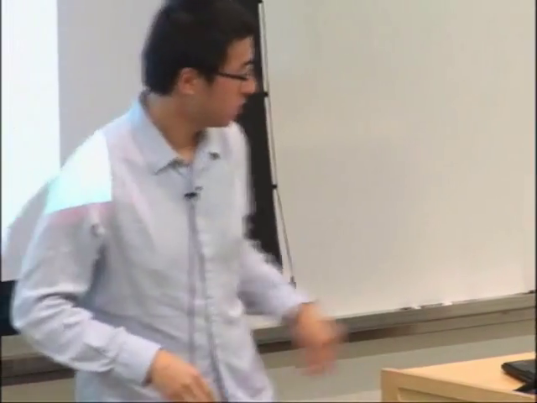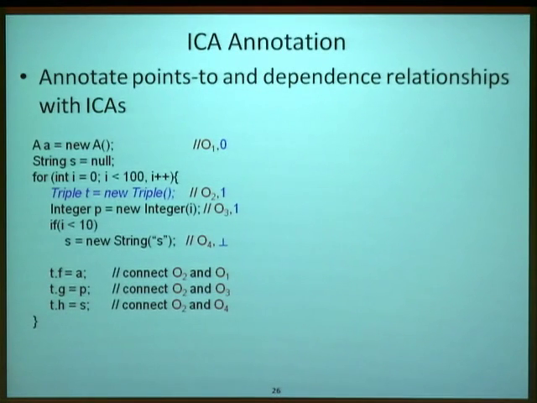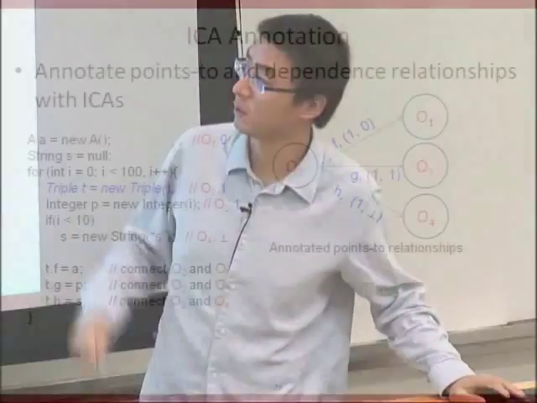But for O4, the ICA is bottom because some instance of this allocation site might skip the current iteration where it's created to later iterations, and may actually be used in those later iterations. For example, here. So basically, 1, 0, 0, bottom are the ICAs for these 4 allocation sites. It's pretty easy to understand.